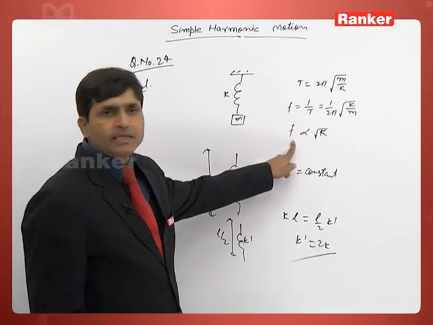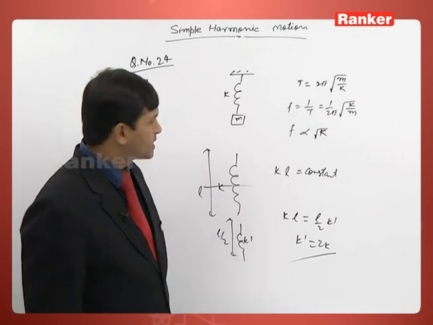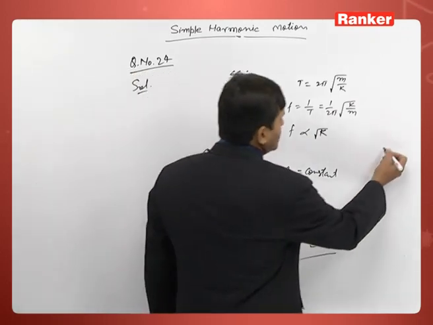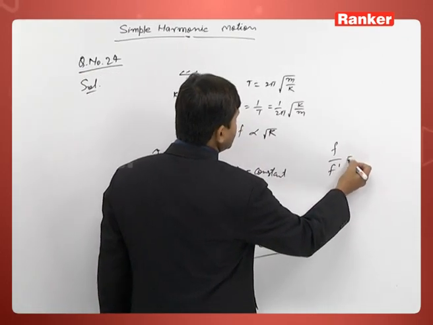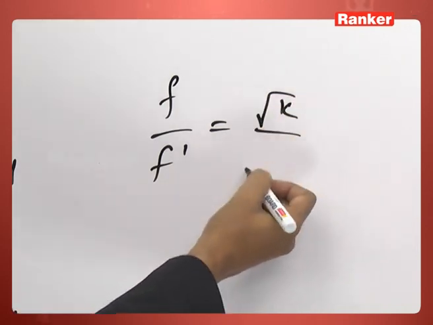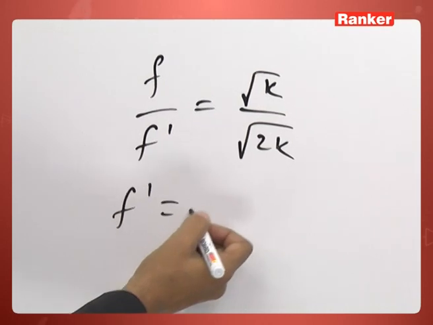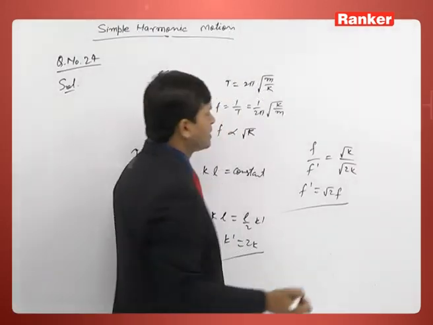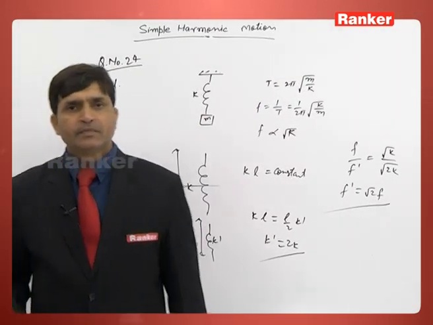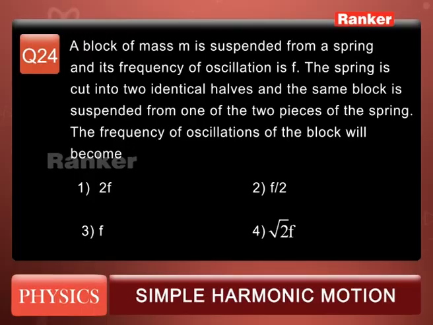As frequency is proportional to root of the spring constant, f by f dash is equal to root k by root over 2k. So f dash is root 2 into f. The new frequency will be root 2 times the initial frequency. So option number 4 is the correct option.